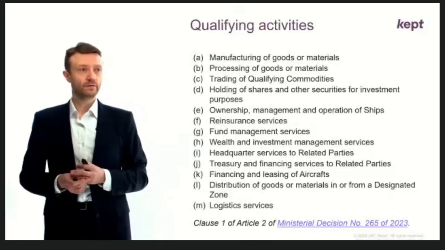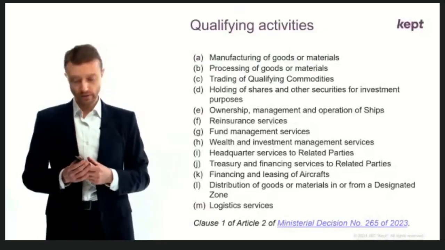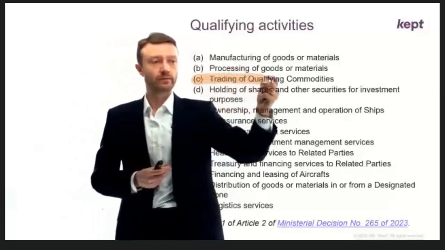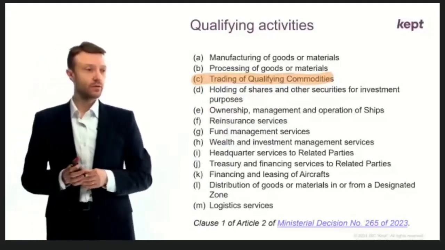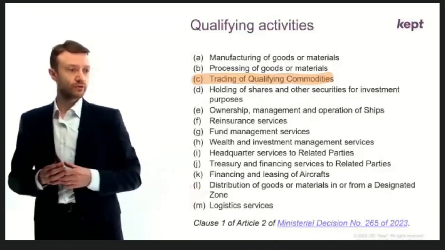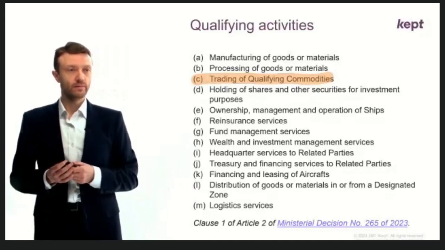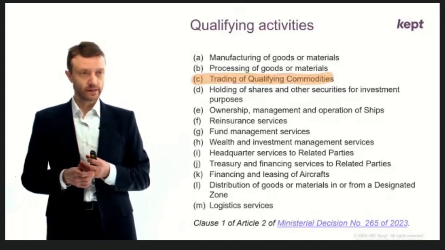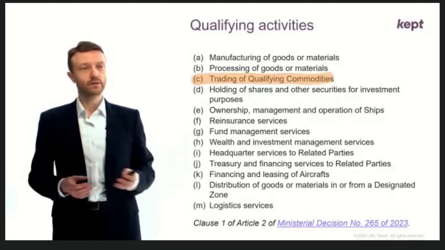Let's look at the new list of qualifying activities. And here, most importantly, we see trading of qualifying commodities, because the initial list didn't include this item, which meant that the only item was item L, distribution of goods or materials in or from a designated zone. And the list of designated zones didn't include some popular locations for trading companies, for example, DMCC, Dubai Multi Commodity Centre, which was unfortunate because many traders have been located there for years.